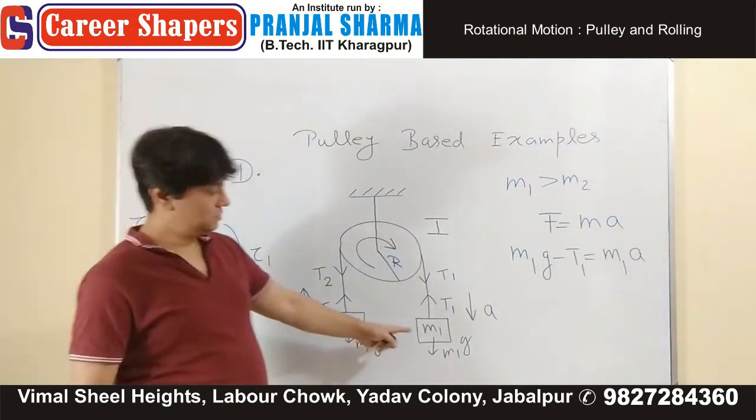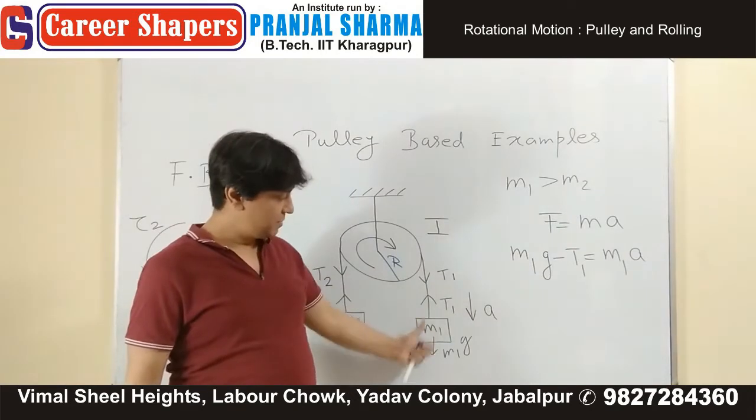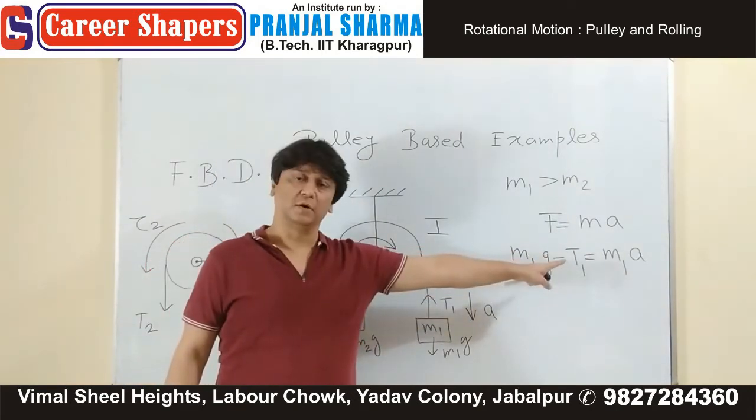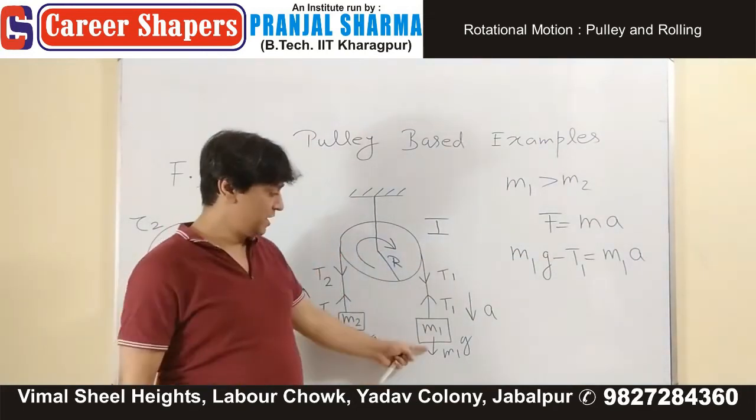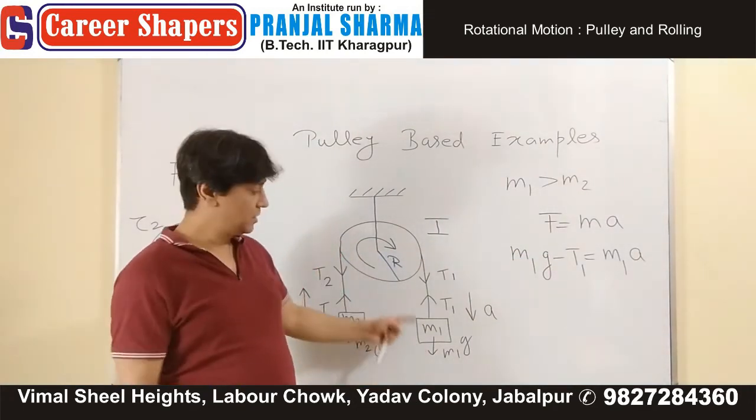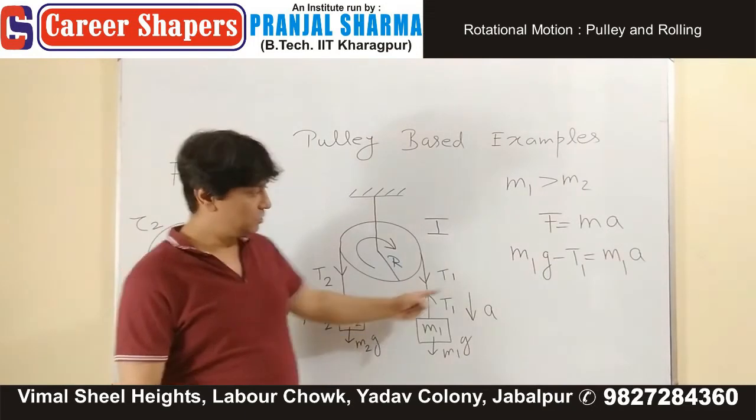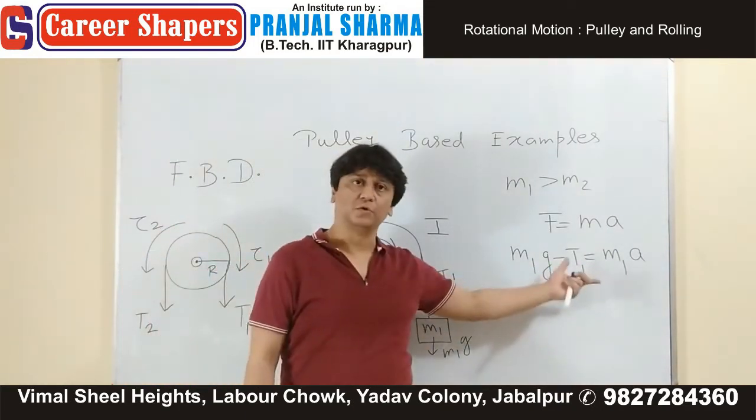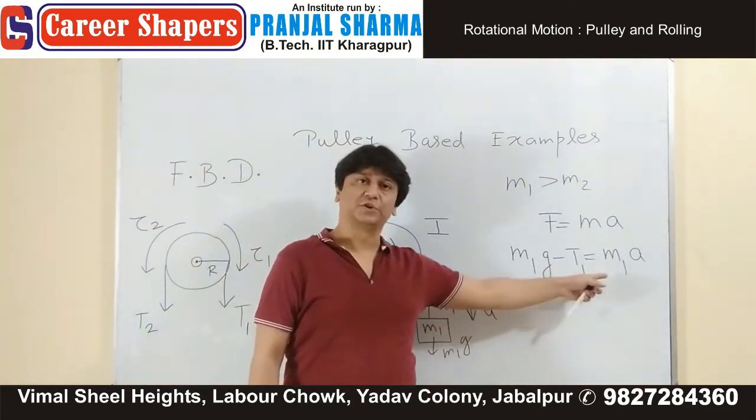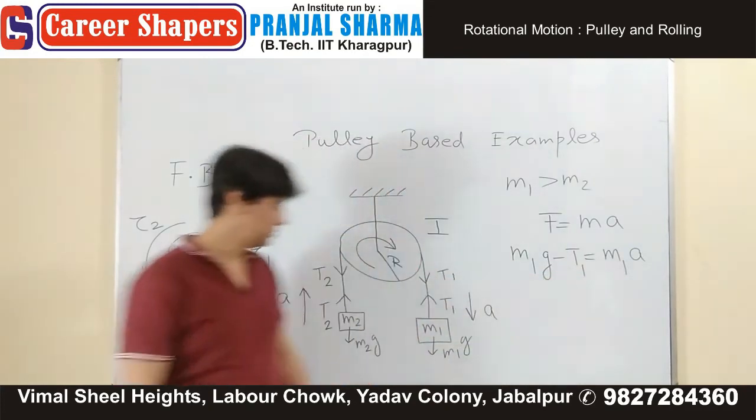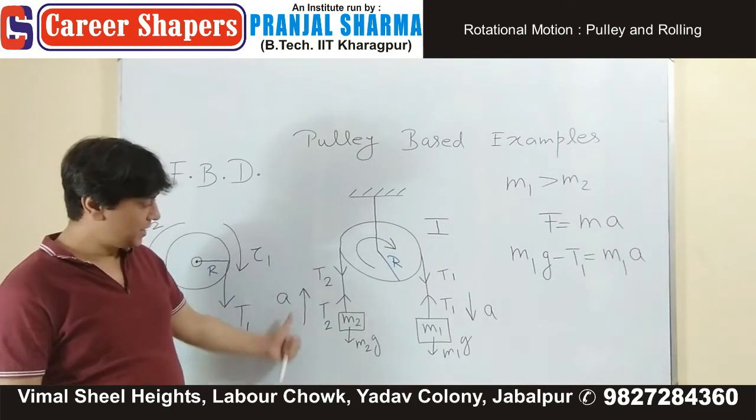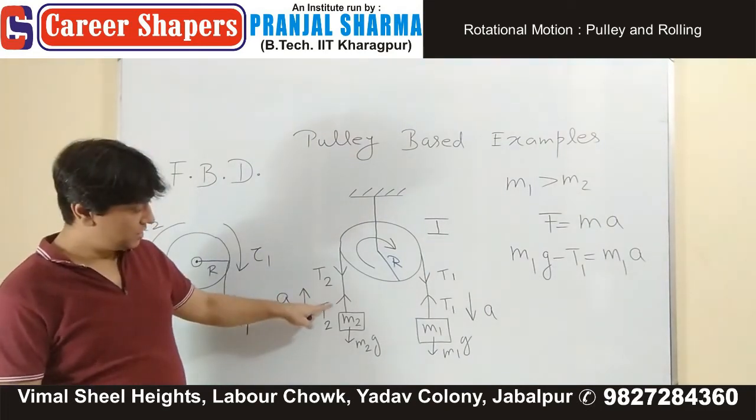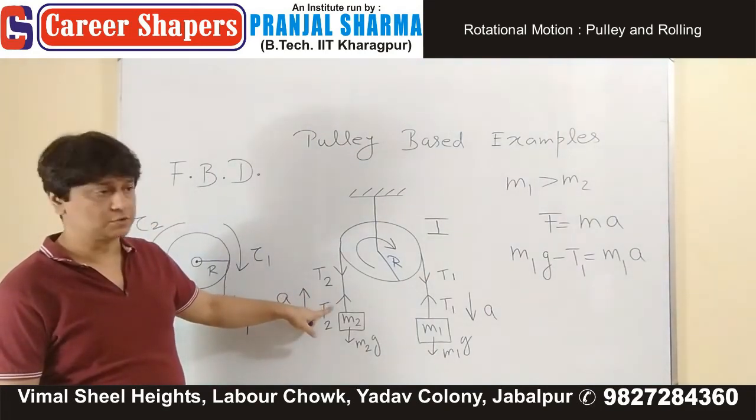For M1, M1G minus T1 equals M1A1. याद करो अपन क्या किया करते थे, ये डोमिनेटिंग है, जो डोमिनेटिंग है उसमें से T1 को subtract किया, the other force, this becomes net force, which gives us what? Mass into acceleration. For M2, this M2 is going up, and therefore T2 is the larger force.